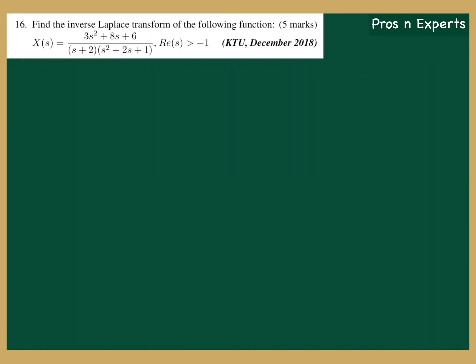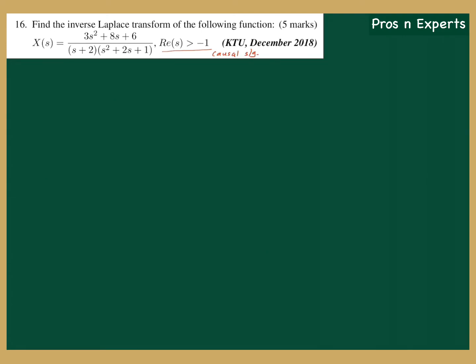Okay, let's find out what is in the next question. Find the inverse Laplace transform of the following function given by x of s equal to 3s square plus 8s plus 6 divided by s plus 2 into s square plus 2s plus 1, for ROC greater than minus 1. So ROC greater than minus 1 implies nothing but this is a causal signal, a right-sided signal, that much.